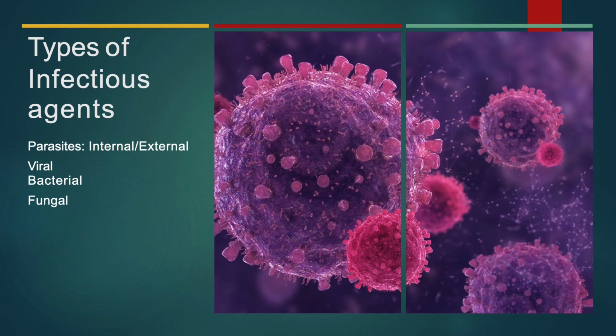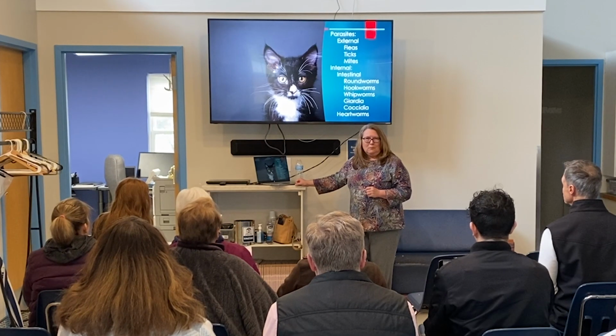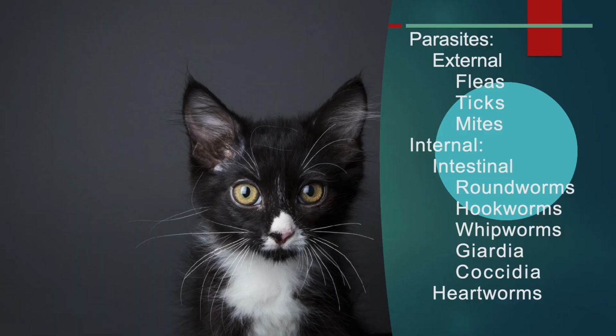So what we'll talk about are basically parasites, both internal and external, viral infections, bacterial infections, and a couple fungal infections. That's pretty inclusive of the major infectious conditions. We'll start with the parasites because that's what we see the most of. We'll cover fleas, ticks, and mites, and then get to the intestinal parasites and a little bit about heartworms as well.